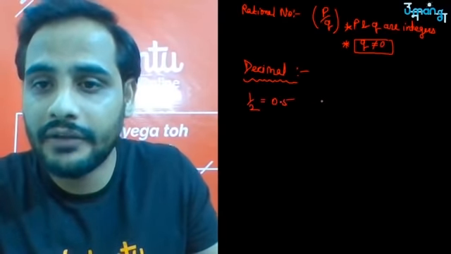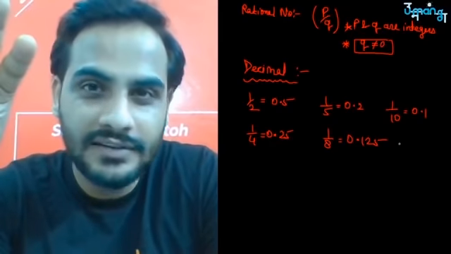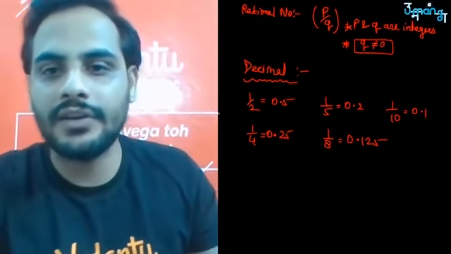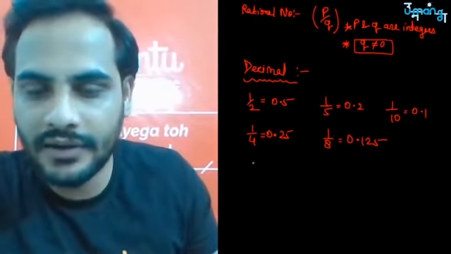Suppose in 1 by 2, after the decimal there is only one digit, that is 5. In 1 by 8 there are three digits after the decimal, that is 125, 0.125. Correct? So here, as you can see, there are finite digits after the decimal point. So this is one kind of decimal number.